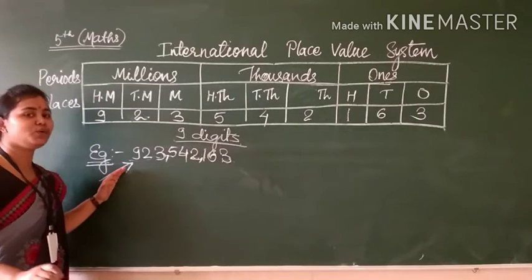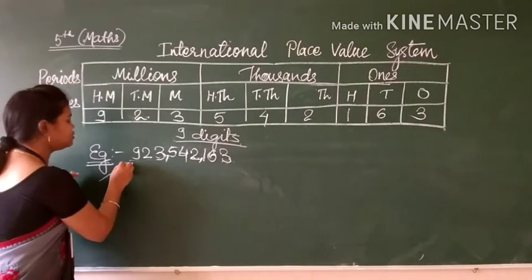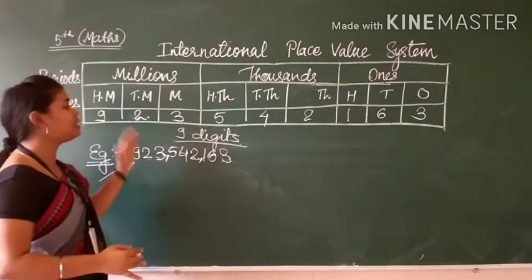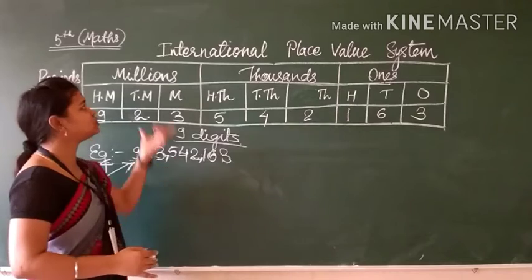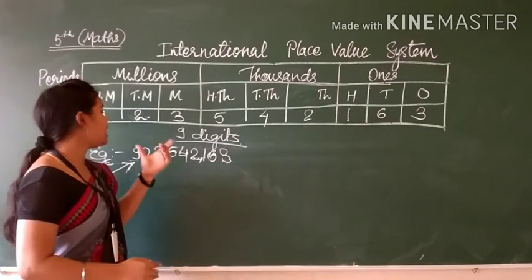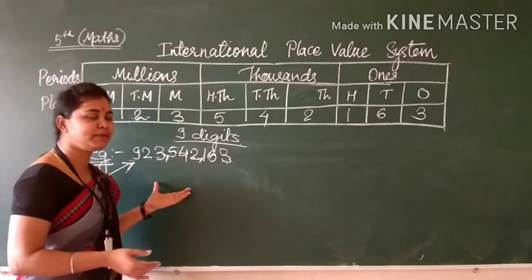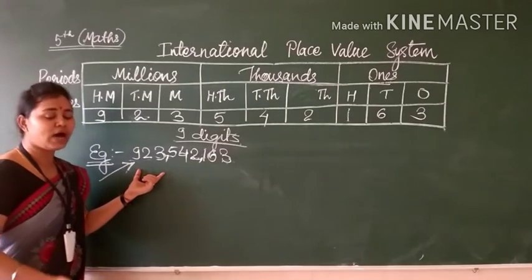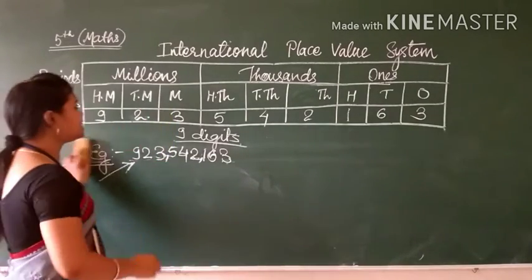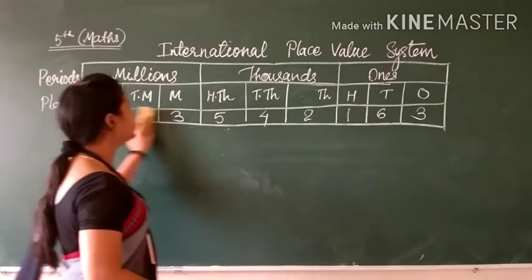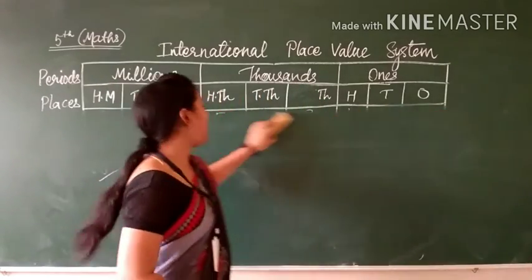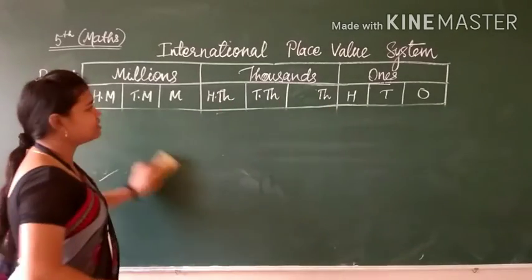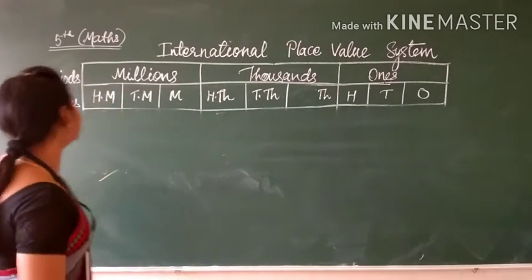So now I think you are very easily able to understand how to put the given numbers in the place value system, how to put the commas according to the International Place Value system, how to put the commas according to the Indian Place Value system, how to read and write the given numbers. Now I am going to tell you the comparison between the International Place Value system and the Indian Place Value system. So there are certain differences between them.